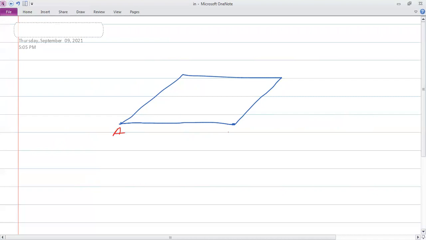Let's say this is A, B, C, D. If this is a parallelogram, remember in a parallelogram the opposite sides are equal. If this AB is P, then DC will also be P. If this AD is Q, then BC will also be Q because it is a parallelogram. So in a parallelogram, the opposite sides are equal.